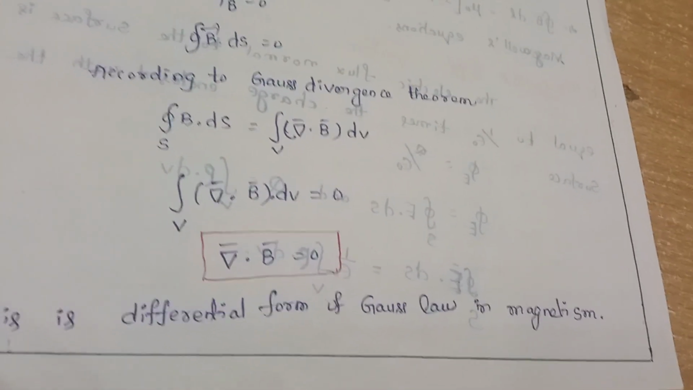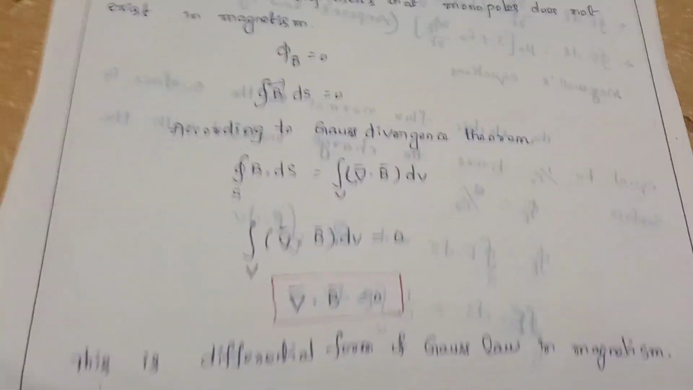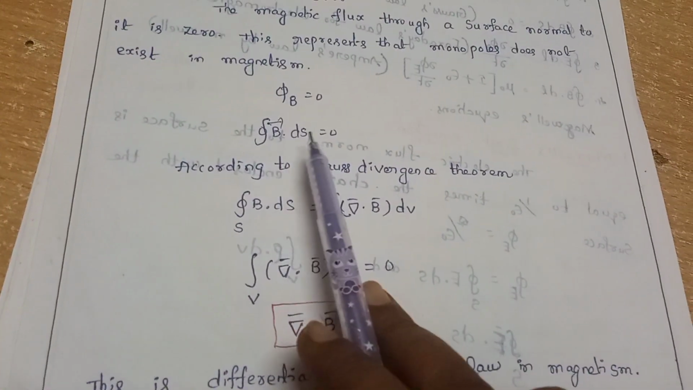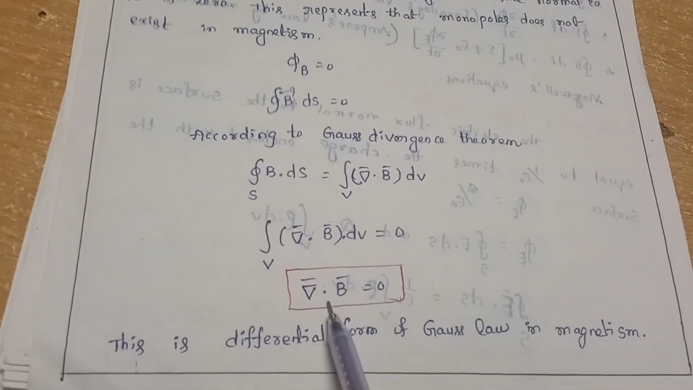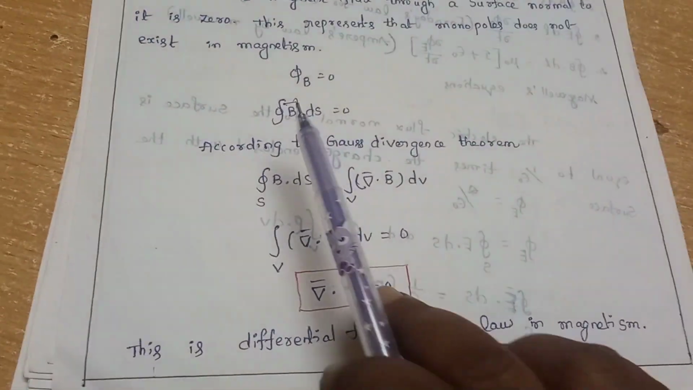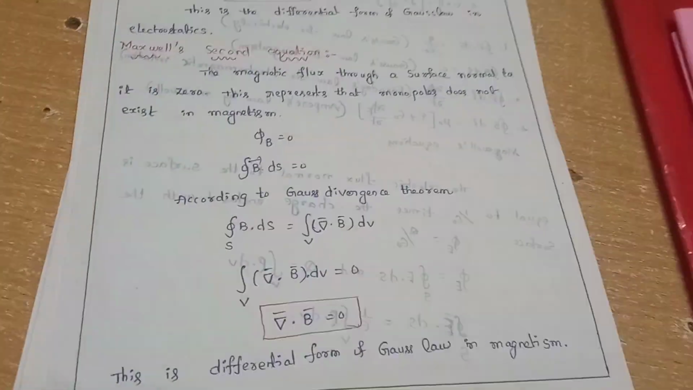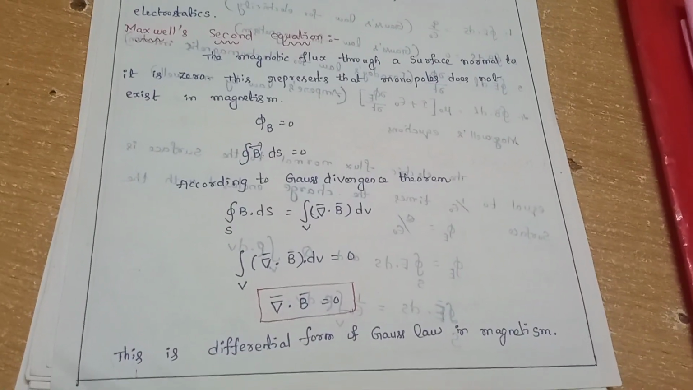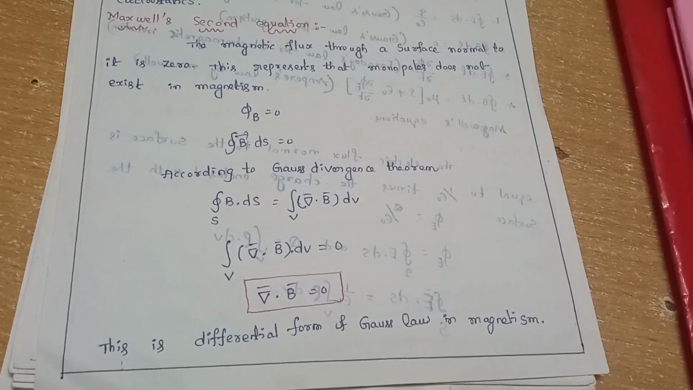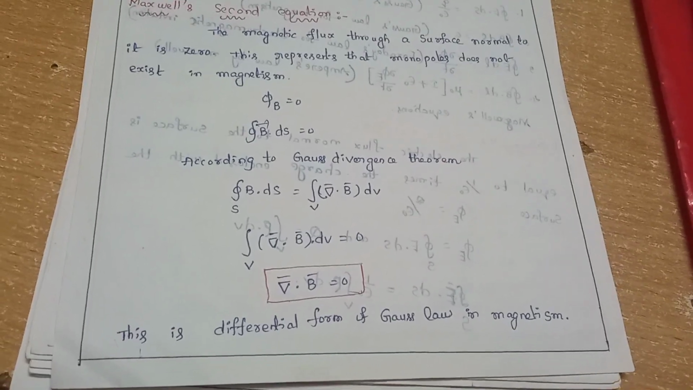So this is the differential form of Gauss law in magnetism. This is the integral form for Gauss law for magnetism, B dot ds is equal to 0, and this is the differential form, del dot B is also 0. So this is about the complete Maxwell's second equation.